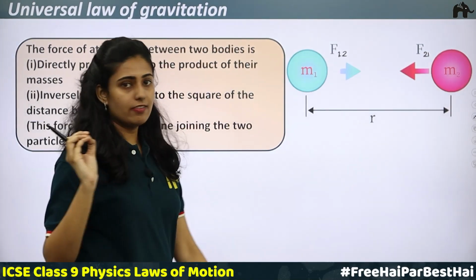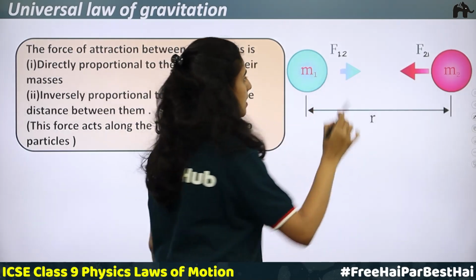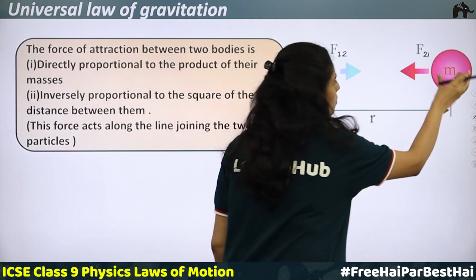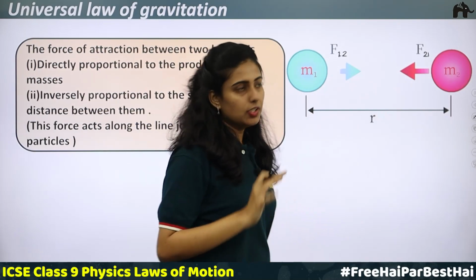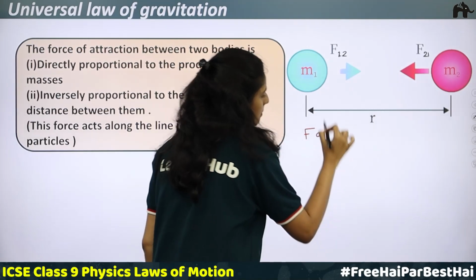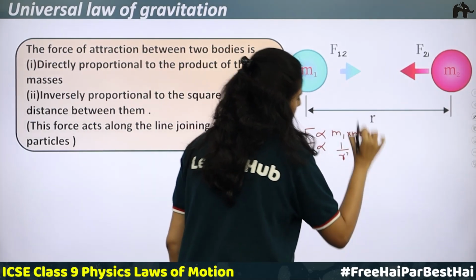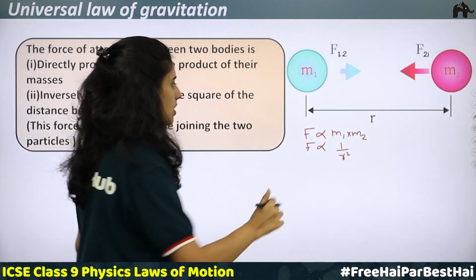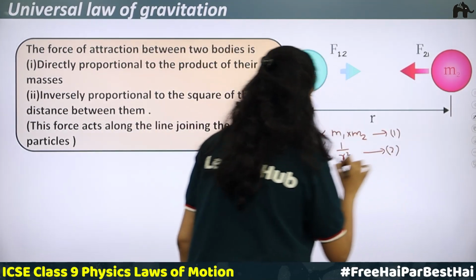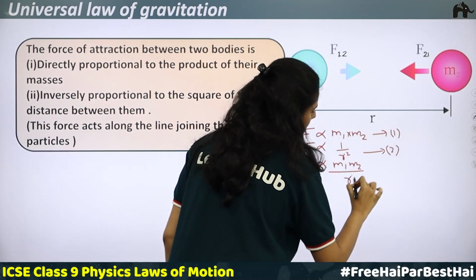So from the universal law of gravitation, when you have two bodies m1 and m2, there is a force of attraction between them. The force on m1 due to m2 is F12 and the force on m2 due to m1 is F21. The separation is R. We have force F directly proportional to the product of masses and inversely proportional to the square of distance between them, according to the universal law of gravitation. So when you combine this, let's call this first and this second, we get F directly proportional to m1 m2 divided by r square.